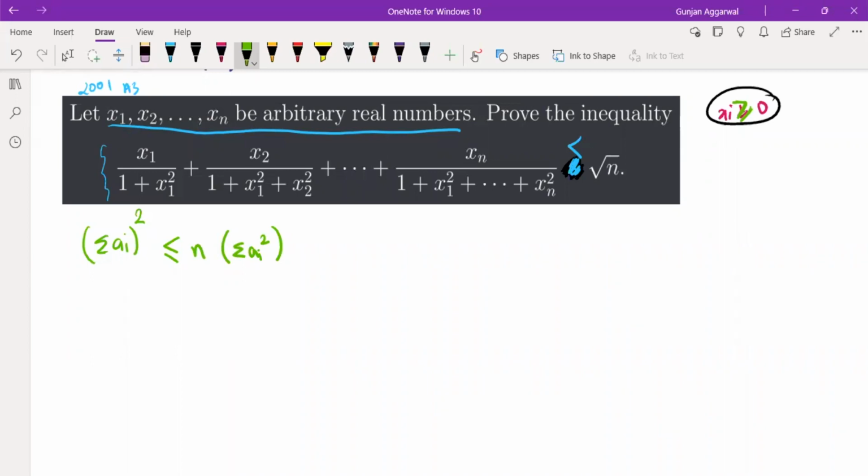How did this come? Sigma ai squared is less than or equal to n times sigma ai squared. Can't hear you, by the way. I think it's true. Wait, let me check. Yeah, it is true. It's just like a lemma you might use here.